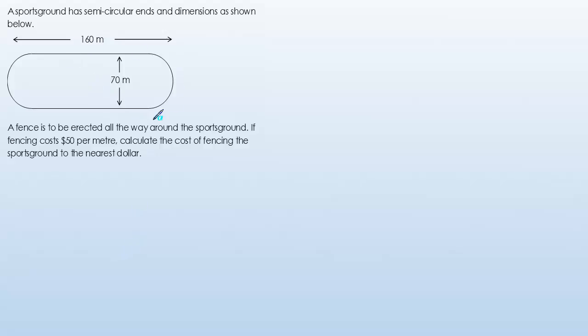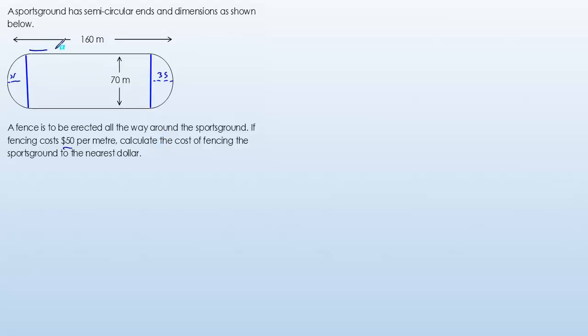Now, what we need to know is the perimeter, and then we can just multiply that by 50. So the perimeter is the first thing to do. Well, let's just think about these semicircular ends for a moment. So if we know this diameter is 70, that means that the radius is 35, and that's going to be the same on both ends.